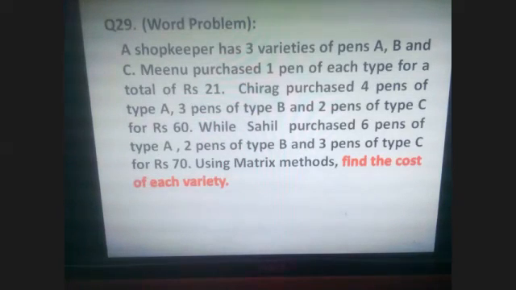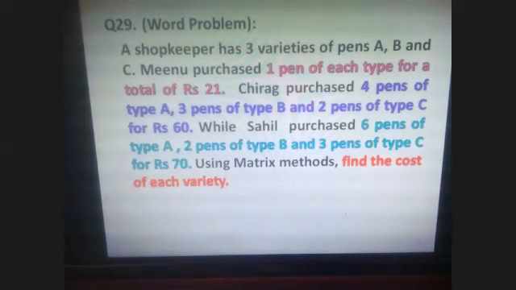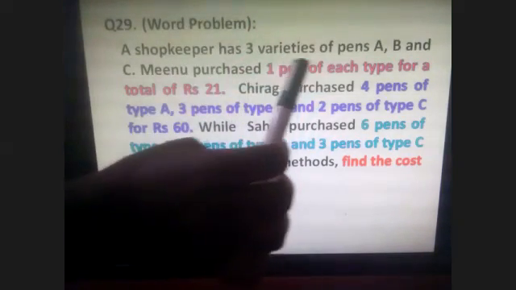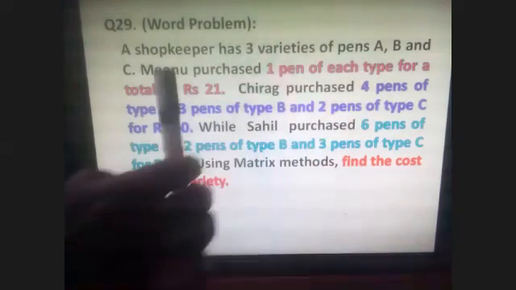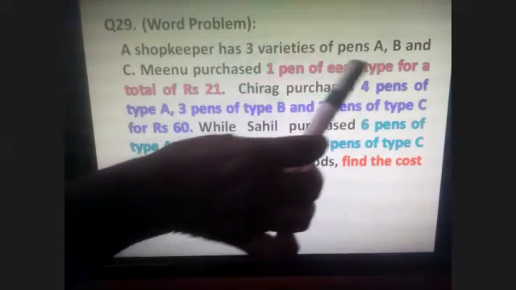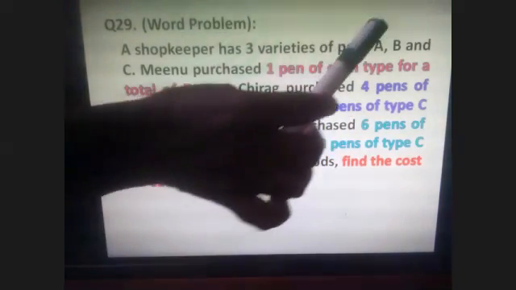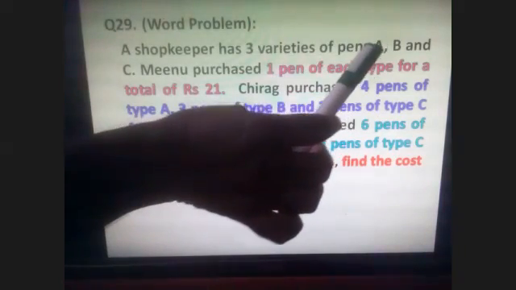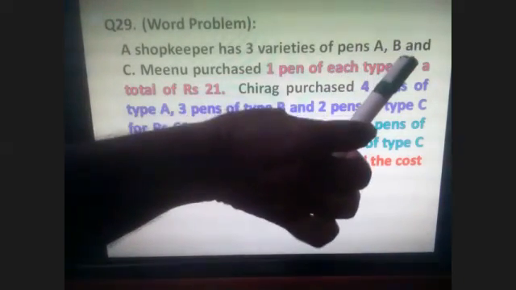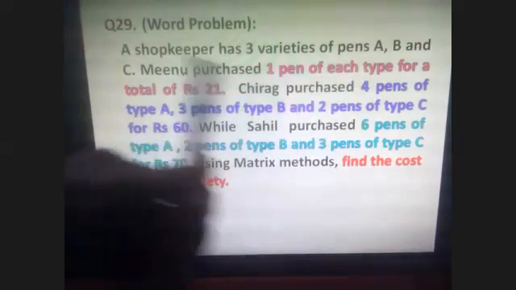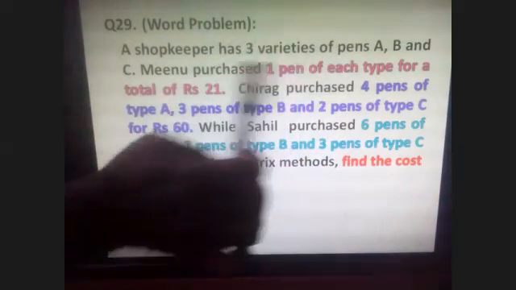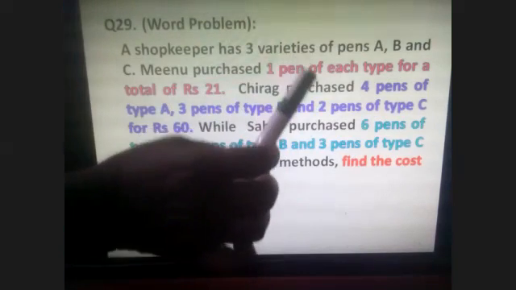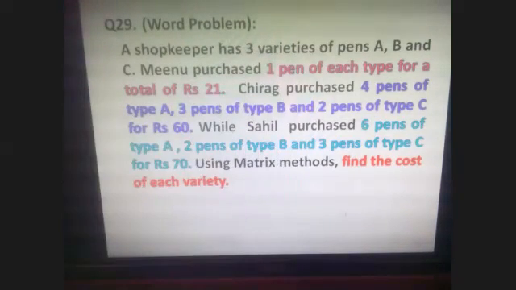Further, you have to now go for the equations. What are the equations? First equation: 1 pen of each type for a total of rupees 21. That means 1 pen of type A whose cost is X, 1 pen of type B whose cost is Y, and 1 pen of type C whose cost is Z will be rupees 21. That means X plus Y plus Z is 21.